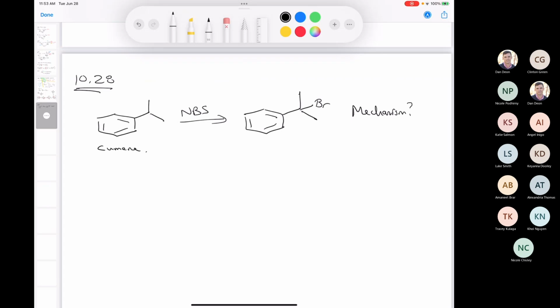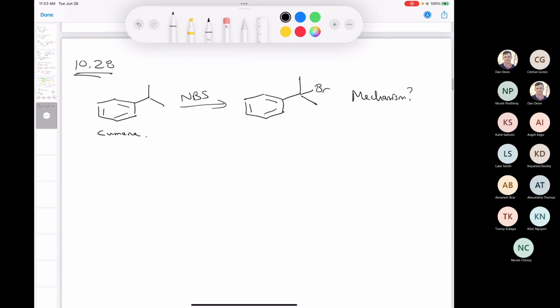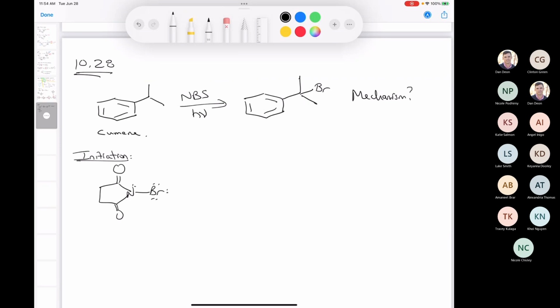Let's just review the mechanism of NBS bromination. So this would be benzylic bromination. Well, the first thing we need is an initiation step. What's the initiation? It's going to be the formation of a radical from a non-radical. So when we hit that NBS with light, let's draw the structure of N-bromosuccinimide like this. Here we go. We can even put in all the lone pairs like that.